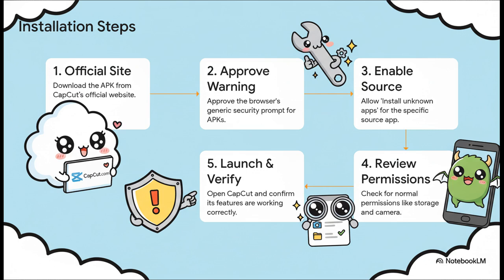Step 3, when you try to open that file, Android will pop up and ask you to enable install from this source. You're going to flip that switch on, but just for this one installation. Fourth, and this is super important, you're going to review the permissions the app asks for. We'll talk more about what to look for in a minute. And finally, step 5, launch the app and just make sure it's all working as it should.